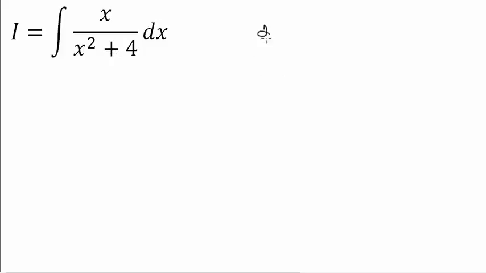What do I mean by that? I mean that d on dx of x squared plus 4 is indeed 2x, right? So it is 2x, and we have an x on the top, but we don't have a 2. So how do we go about doing that? Well, it's really simple.